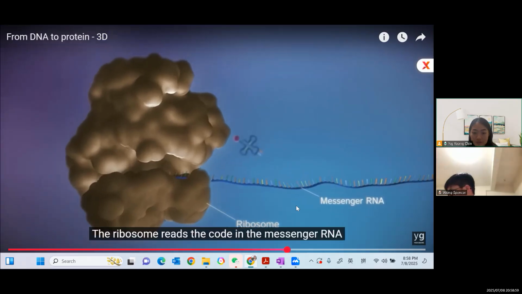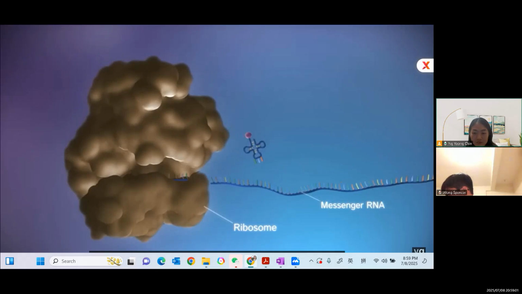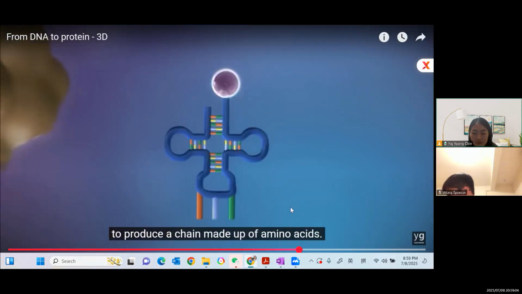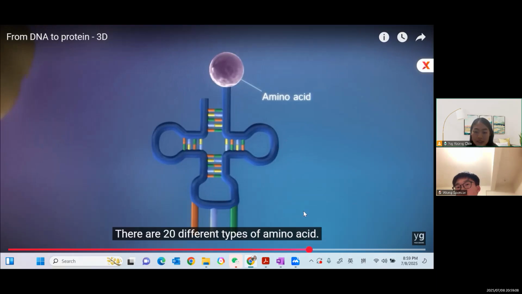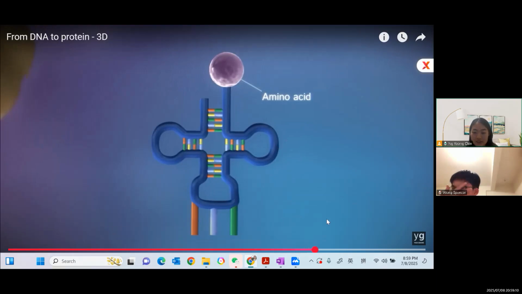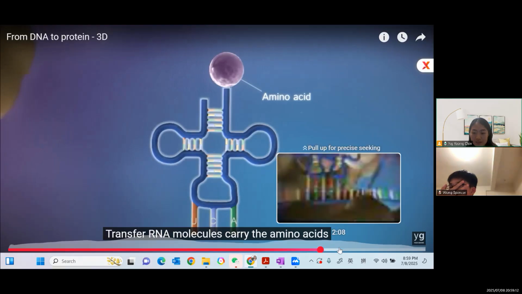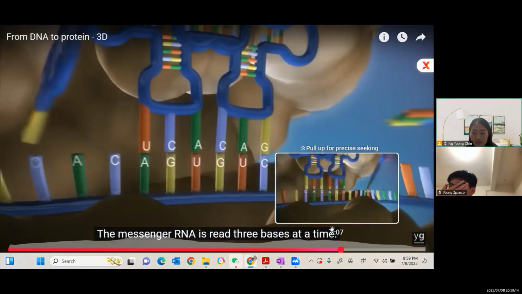The ribosome reads the code in the messenger RNA to produce a chain made up of amino acids. There are 20 different types of amino acid. Transfer RNA molecules carry the amino acids one at a time. So this is how they make the protein.